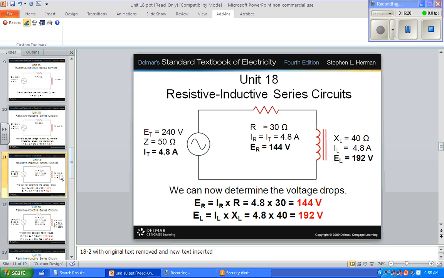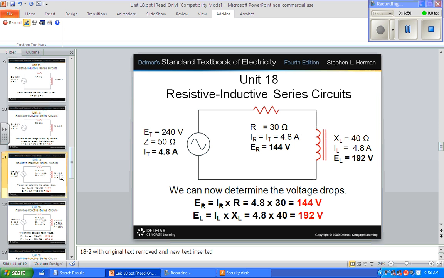What are we doing here? 240, 50, 4.8. Oh, it found the voltage drop. What we did not find is we could have done another triangle, and we could have found our voltage drop across the resistor. Okay, and we could have found the voltage drop across the inductor. And that doesn't add up to the supply voltage, does it? Why is that? Because it's AC, it doesn't add up.